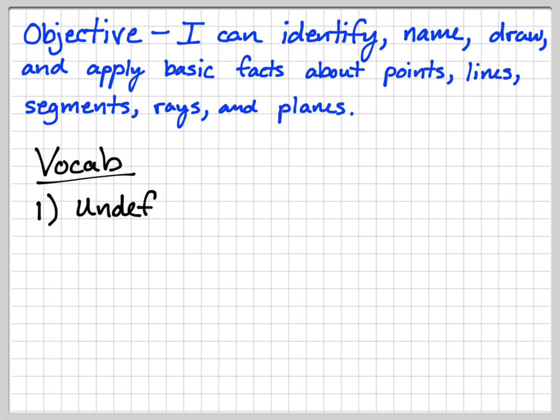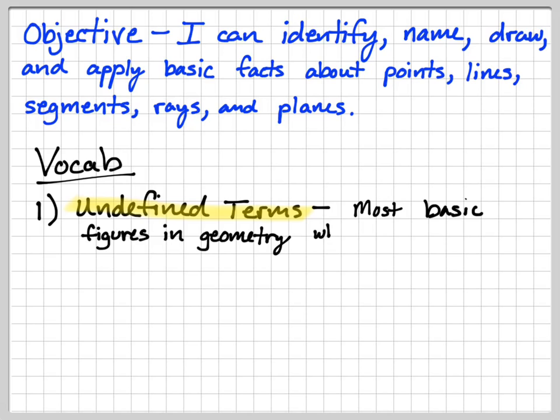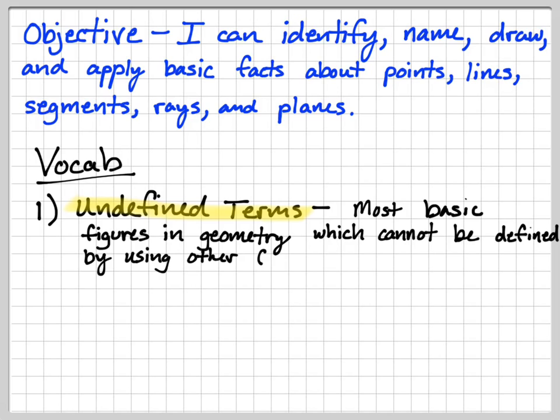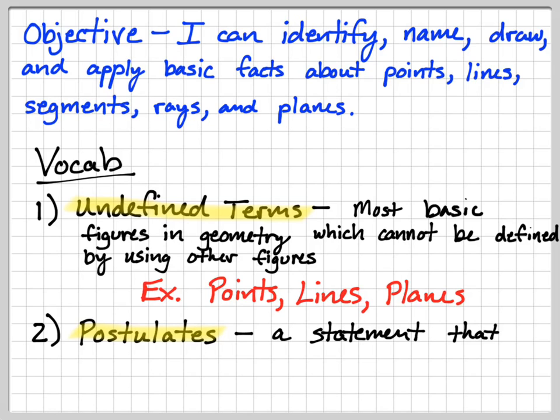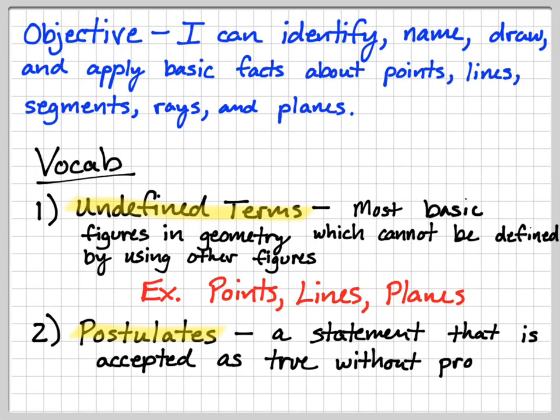A couple vocab words we need to know. The first one is undefined terms. An undefined term is the most basic figure in geometry, which cannot be defined by using other figures. An example, a point, a line, or a plane. The next term, postulates. Postulates are statements that are accepted as fact or true without proof, and we'll get more into proof later on.